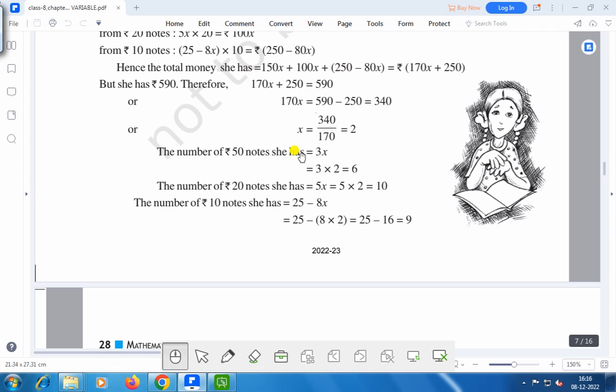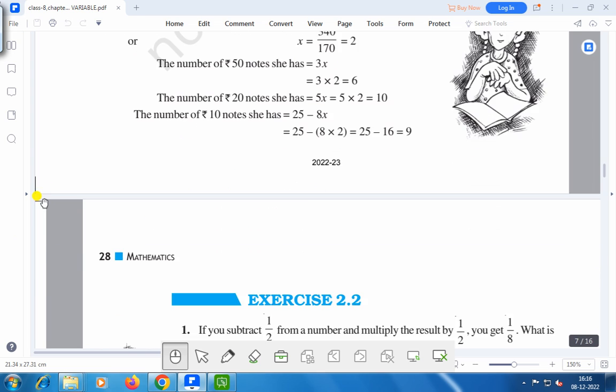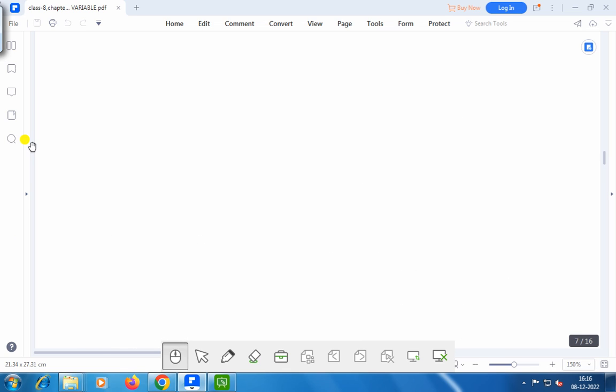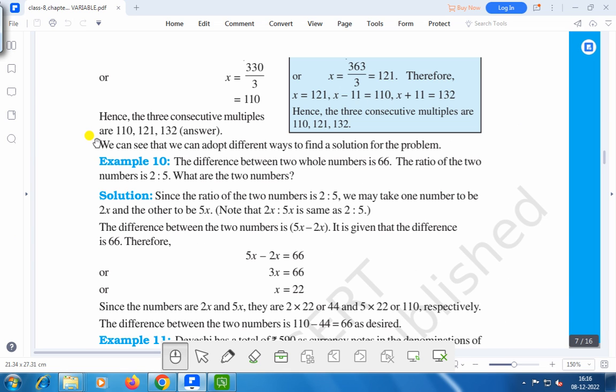The number of 50 rupee notes she has is 3x, that is 6. The number of 20 rupee notes she has is 5x, that is 10. And the number of 10 rupee notes she has is 25 minus 8x, that is 9. In this way, you can solve various problems with the help of linear equations.